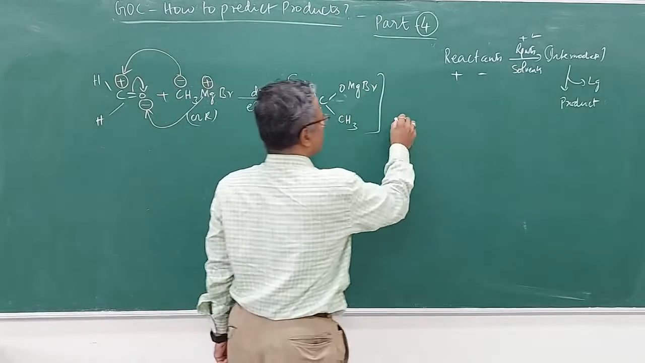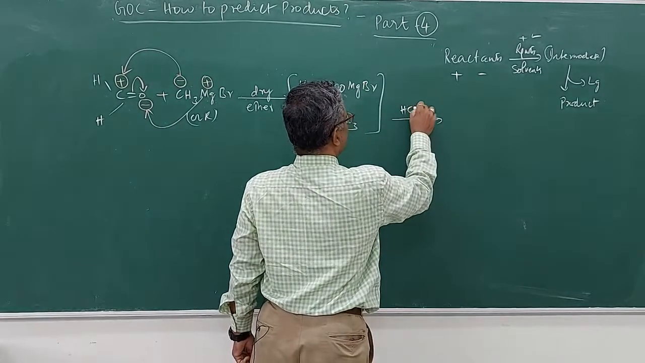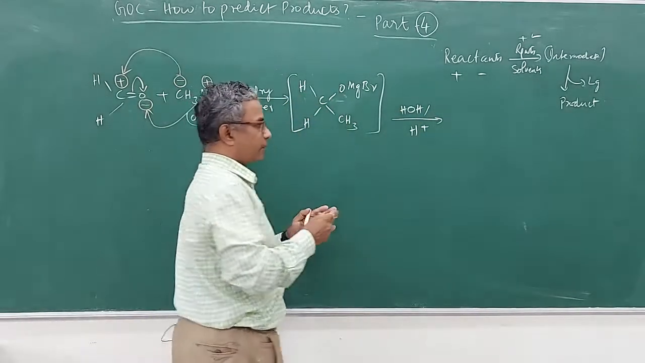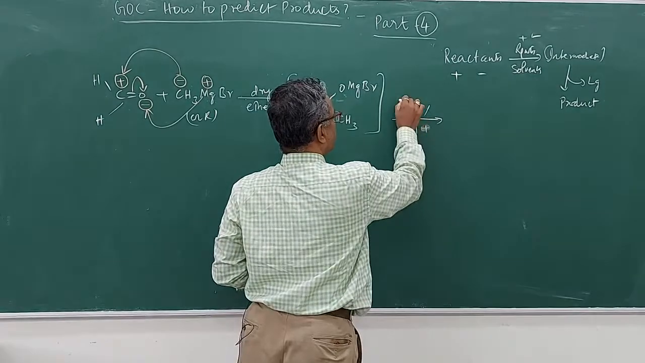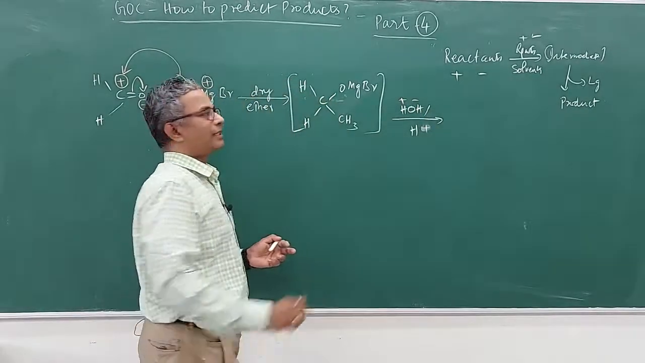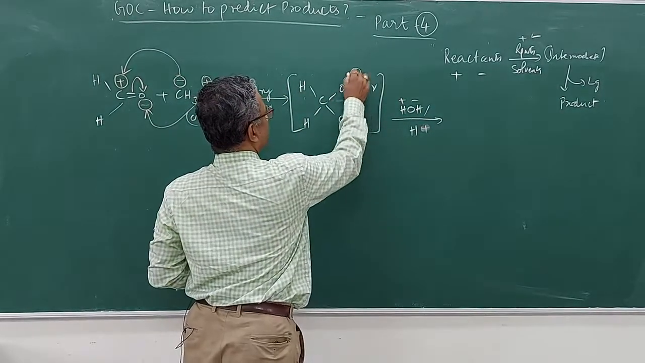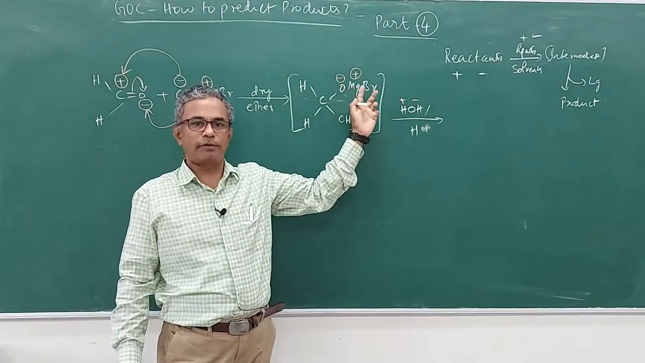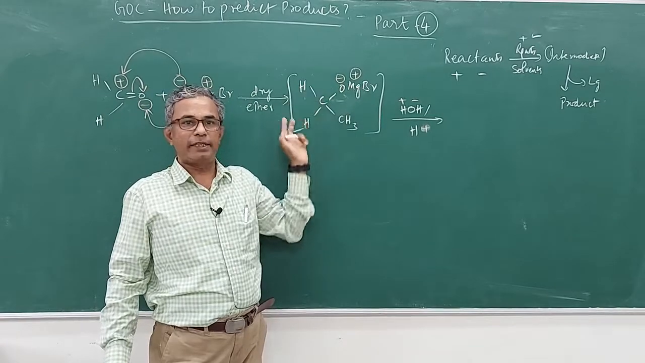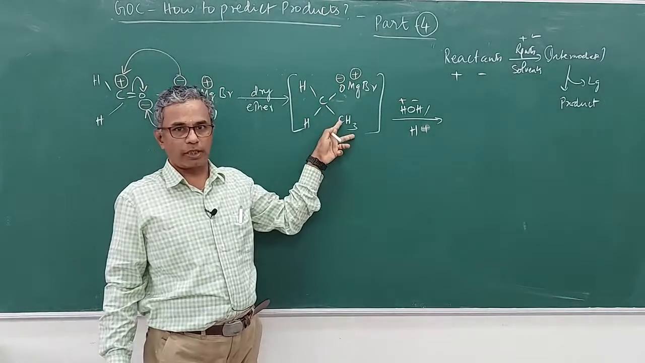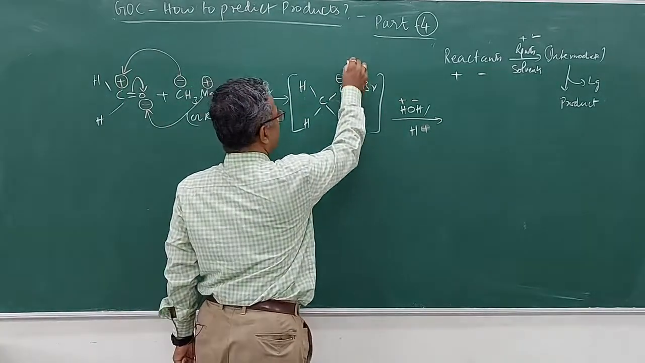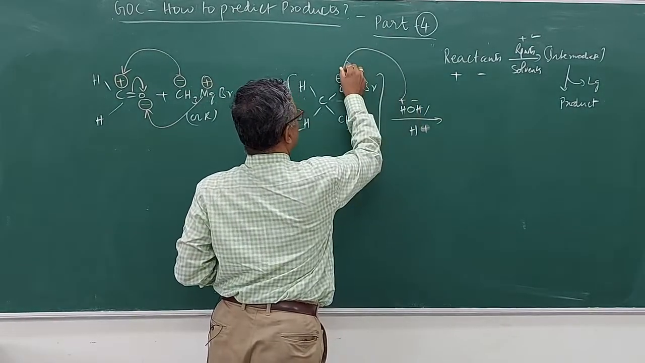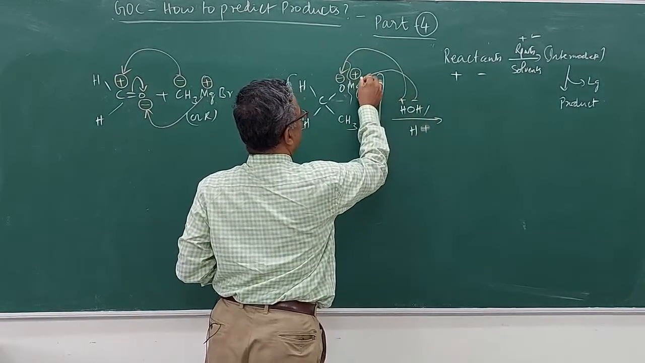The next step is hydrolysis. You add water in the presence of dilute acid. Again you will have plus and minus like this. The metal will have plus and oxygen will have minus, because the electronegativity difference between these two atoms is more than for any other atoms given here, such as C and H. So this bond will break. Therefore H plus will come and get attached here, and OH minus will come and get attached there.